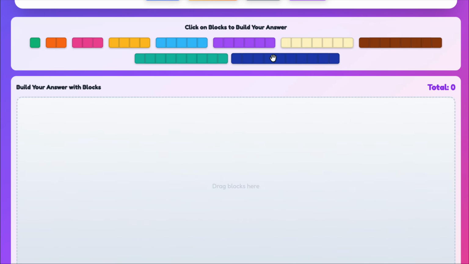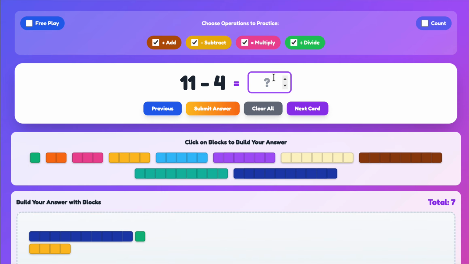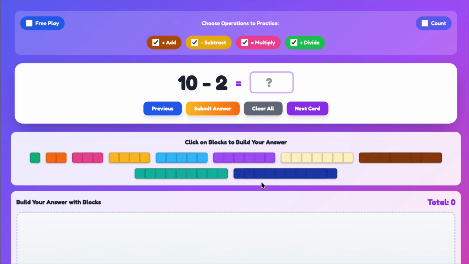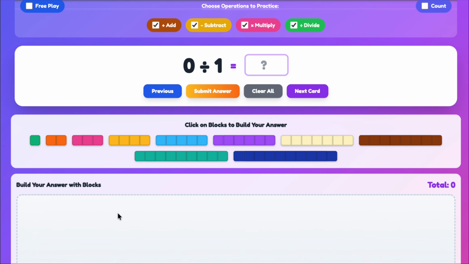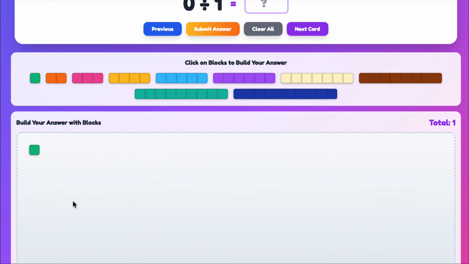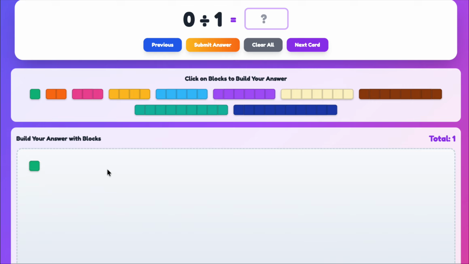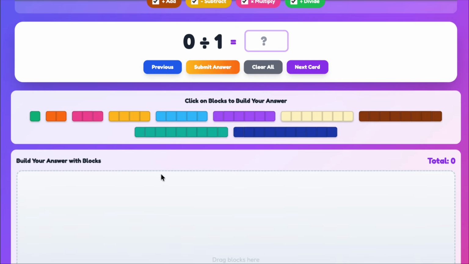Next card, 11 take away 4. That's 7. 10 take away 2. That is 8. And again, you can't count ones from nothing, because when I put a 1 here, there's something there.